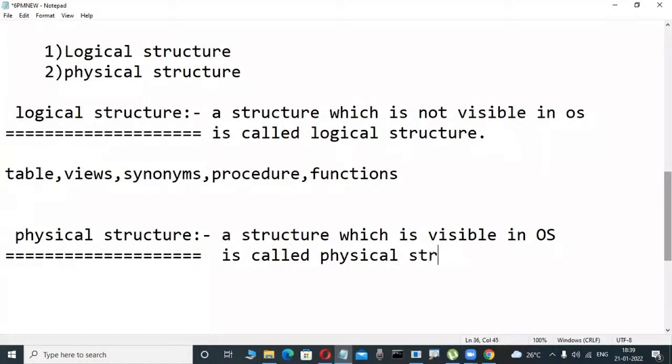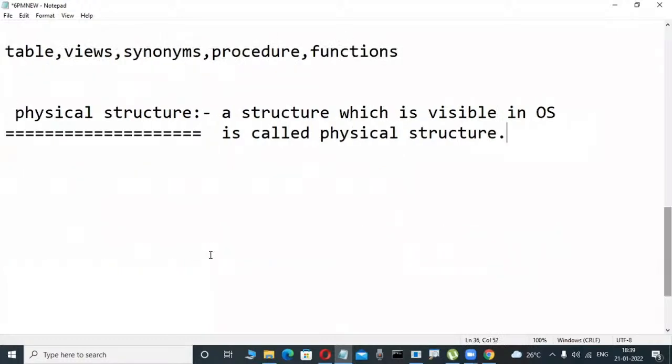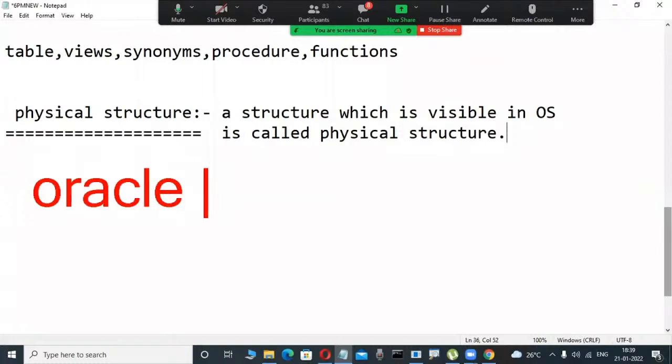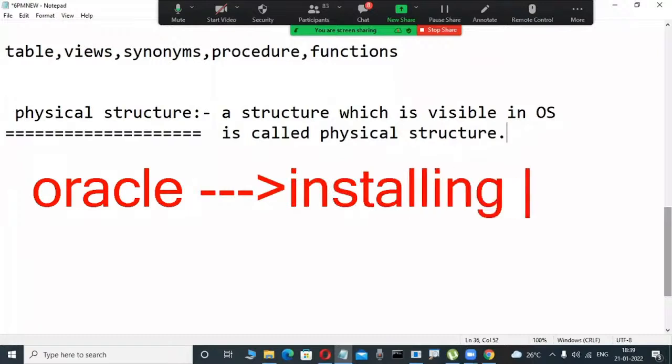Who are the persons working in this physical structure? It's a big concept. I'm telling the definition side only, because I will tell you which definition is correct. A structure which is visible in the operating system is called the physical structure. Suppose I am installing software, some physical files are created in a disk. Suppose PowerPoint, MS Access, Word, anything we are loading, physical files are created. Same like that, Oracle is a relational database software. MySQL, SQL Server, we are installing, for example. Whenever I'm installing Oracle, automatically physical files are created.